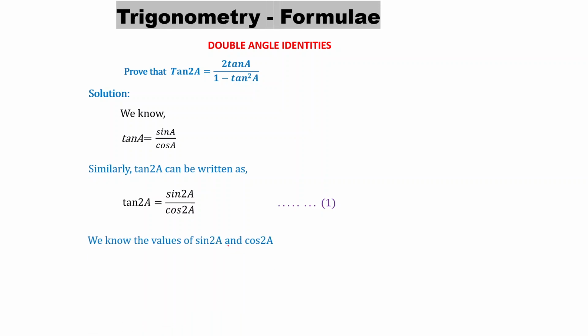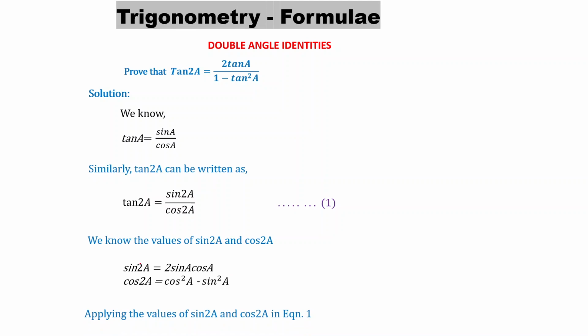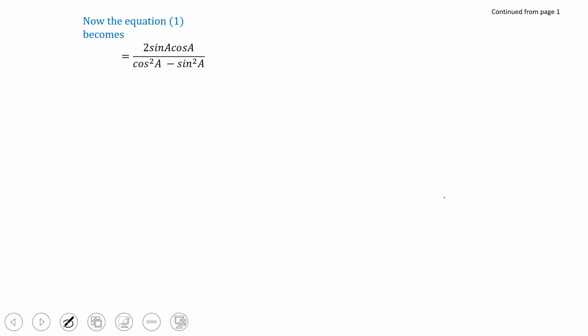We know the values of sin 2a and cos 2a. Sin 2a is equal to 2 sin a cos a. Cos 2a is equal to cos square a minus sin square a. These values will be applied in equation number 1. Now see, equation 1 becomes 2 sin a cos a divided by cos square a minus sin square a. I have put the value of sin 2a over here and the value of cos 2a over here.